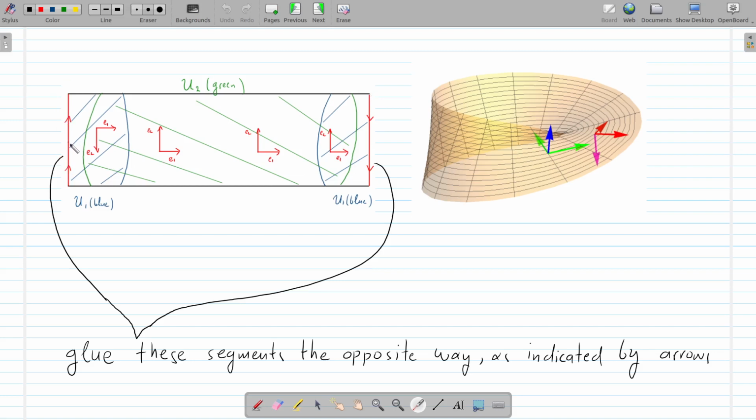Of course, this cannot be seen on the plane. You have to go to a higher dimensional space and see how the gluing of those two sides must be done. And here you see a nice picture of such a strip, the Möbius strip.